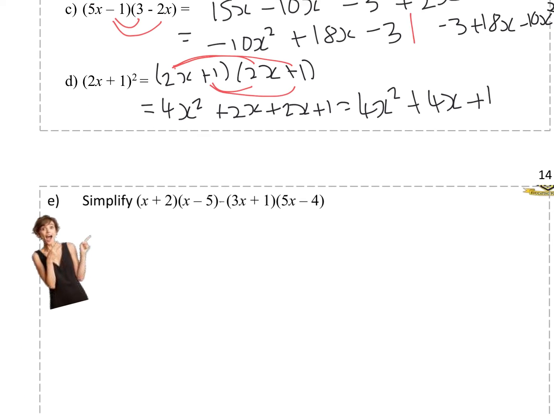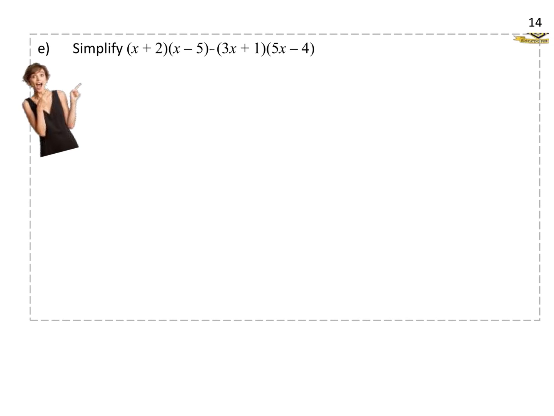So if that went well, pause the video and have a go at example 8e. In 8e, we've got two sets of double brackets. x plus 2 times x minus 5, we'll work that out. And then 3x plus 1 multiplied by 5x minus 4, we'll work that out. And then we'll do the subtraction afterwards. Just to keep it all neat, we're going to keep the results of this in one bracket and the results of this one here in another bracket. You'll see what I mean now. So I'll open my bracket.